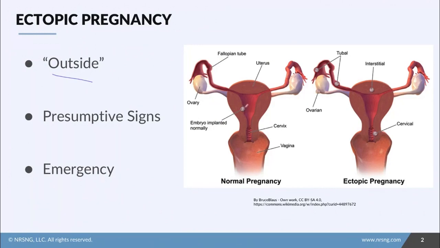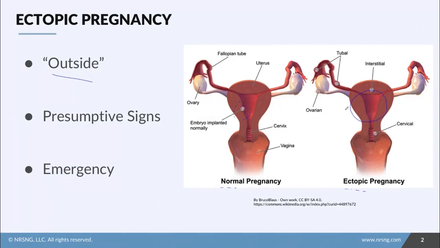So you can see in this picture, these little white circles here are going to be the eggs and where they attach, or the embryo. This is a normal pregnancy versus an ectopic. So in a normal pregnancy, we're implanted here in the uterus, which is where it should be, versus here, all these different places. So within the fallopian tube, down in the cervix or the interstitial tissue, but not in the uterus where it should be. So that is the wrong place.